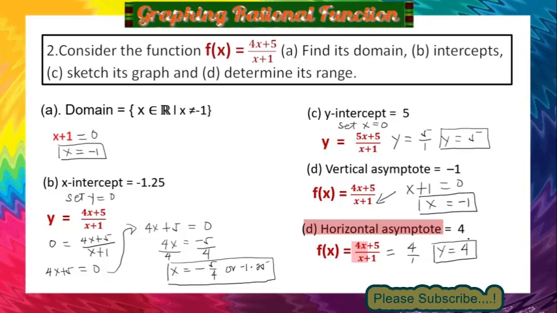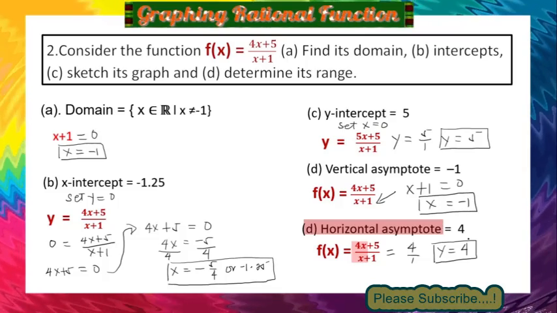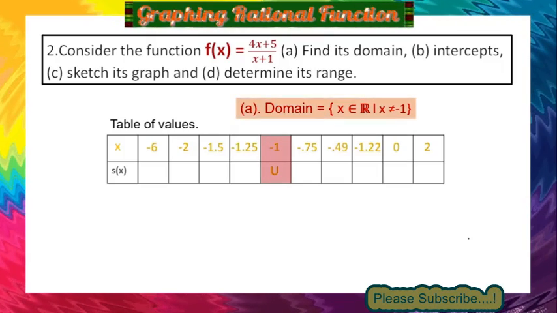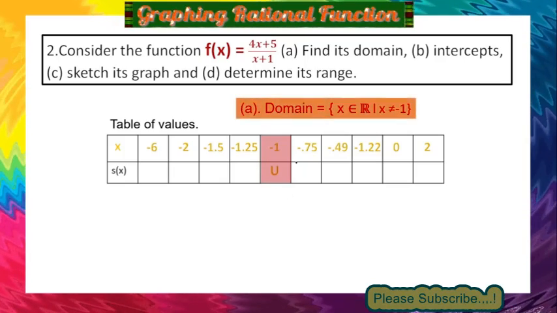Okay, so we will set aside this one, then we'll proceed to the table of values. We will get this one as we start graphing the value of this function. Okay, we're going to build now our table of values, and we know that our domain includes all the elements of real numbers except negative 1. So we will take note of that. Okay, negative 1 is undefined. So we will determine the values to the left side and the right side.